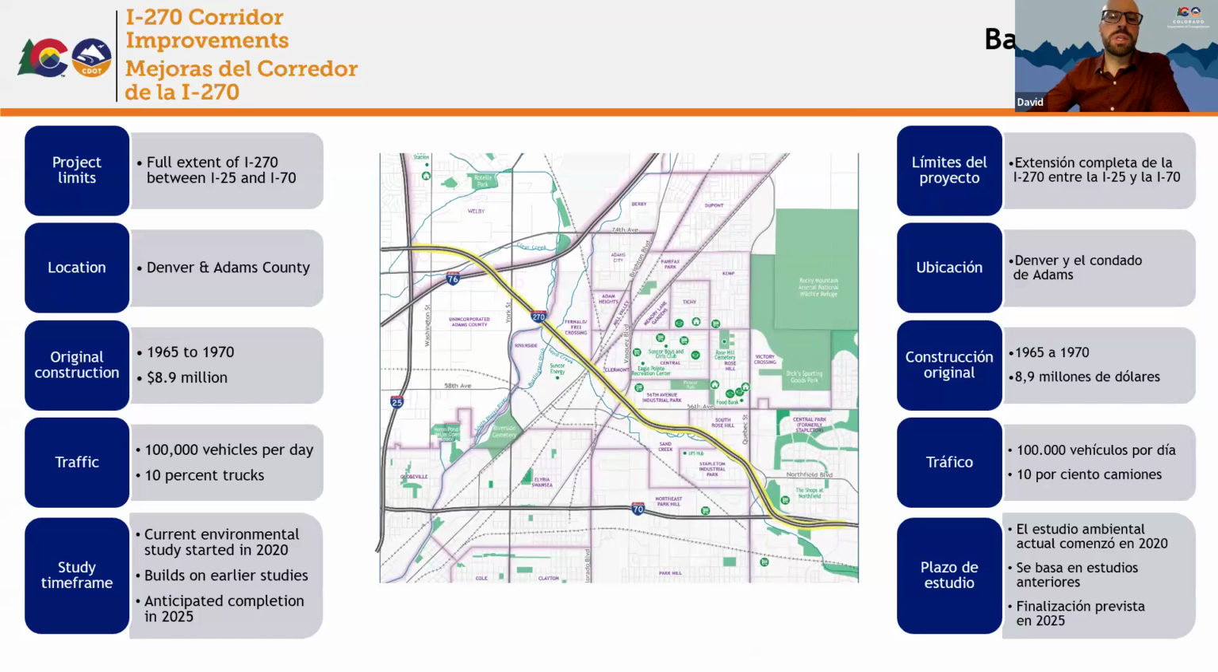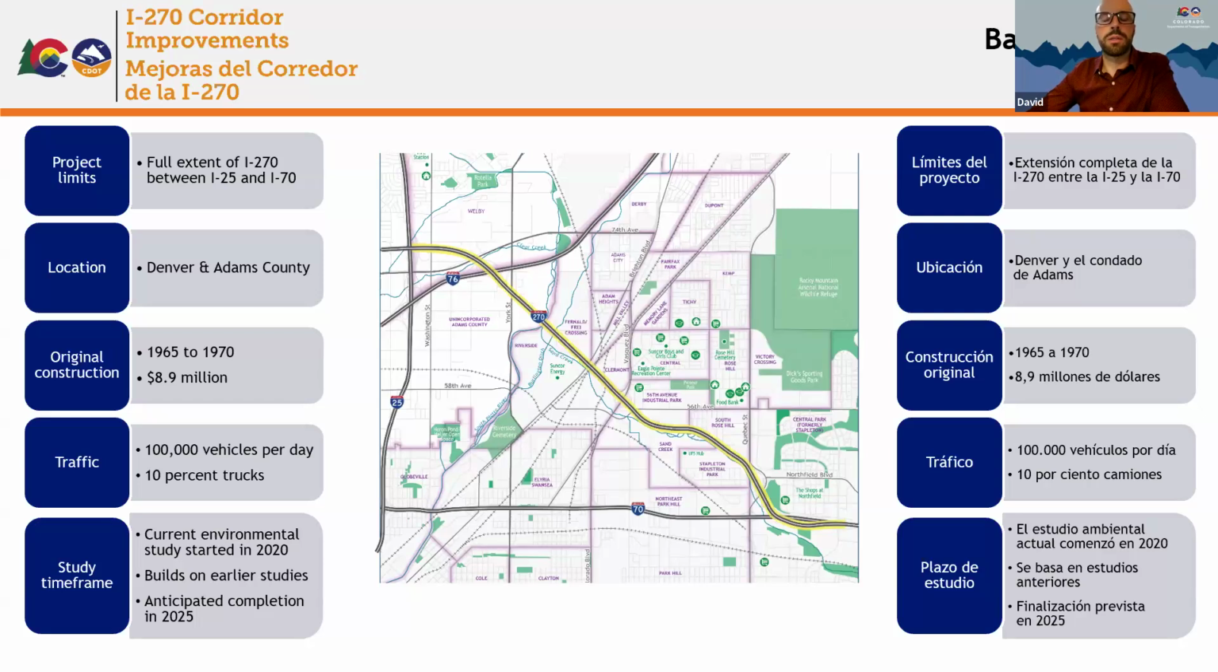The interstate was originally constructed in the late 1960s. There have been no major improvements to the highway since, and it's showing its age. I-270 now carries 100,000 vehicles per day, about 10% of which are trucks. I-270 is an important link in the U.S. freight transportation system, and freight operations are important both regionally here in Colorado and for the many industries along the corridor.